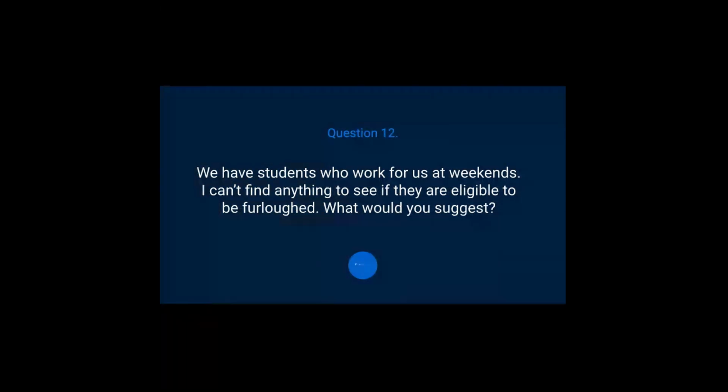Question 12. We have students who work for us at weekends. I can't find anything to say if they are eligible to be furloughed. What would you suggest? So the HMRC guidance in regards to what types of employee can be furloughed is quite broad. They have said that it covers all types of employment contract, whether it's fixed hours, 0-hour contract or casual. So I believe that the furlough process would extend to students that you have working for you also, again, provided that they were on the payroll at the eligibility date and have been reported to the HMRC.